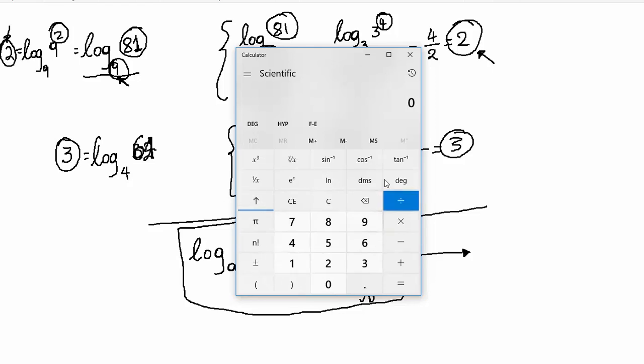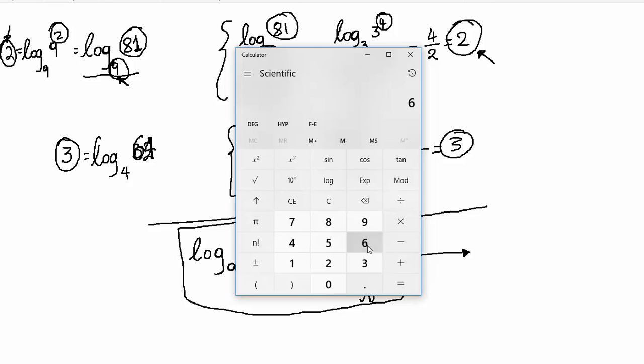Do you see any log here? Well, you do. There is the ln, the logarithm with base e, the natural number. Do you see any other logarithm? No. Is there any way that you can find other logarithms in your calculator? Any calculator? No. The only logarithms that your calculator has are the ln and the log with base 10. So if I want to find the logarithm, let's say of 6 with base 2, I cannot find it.